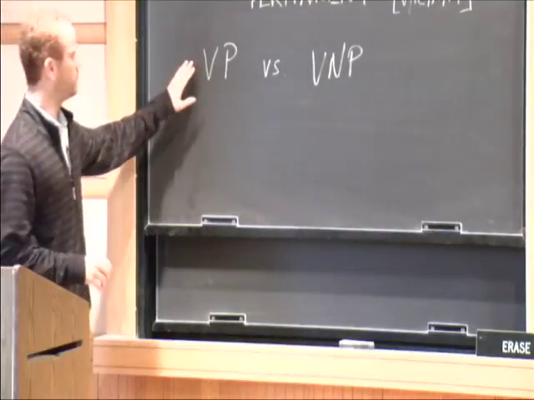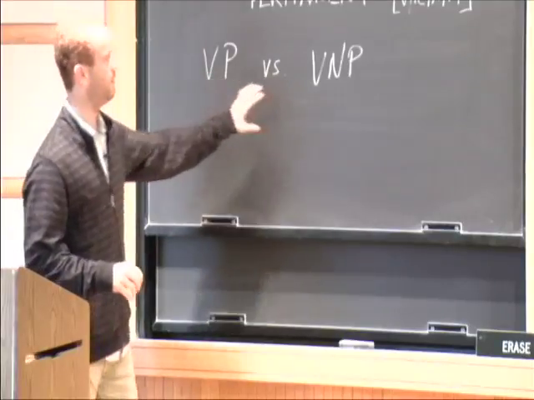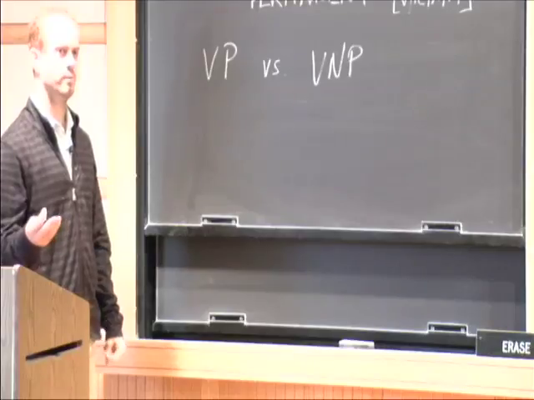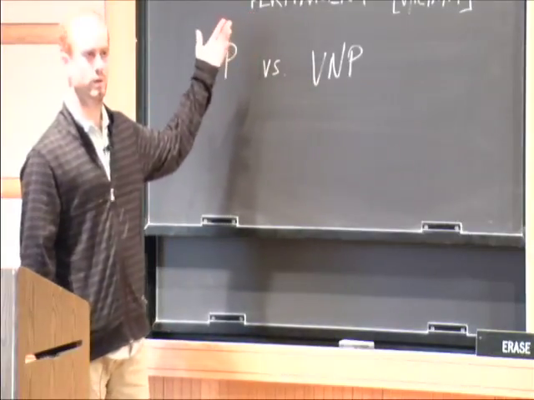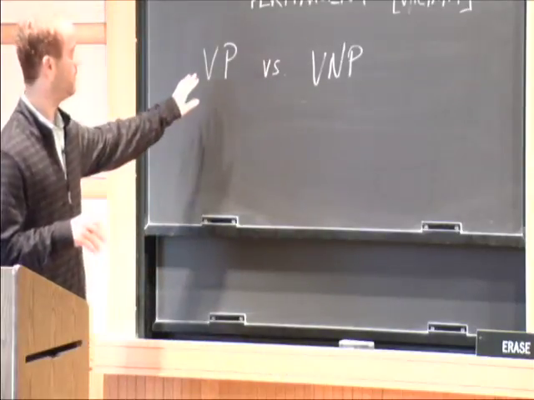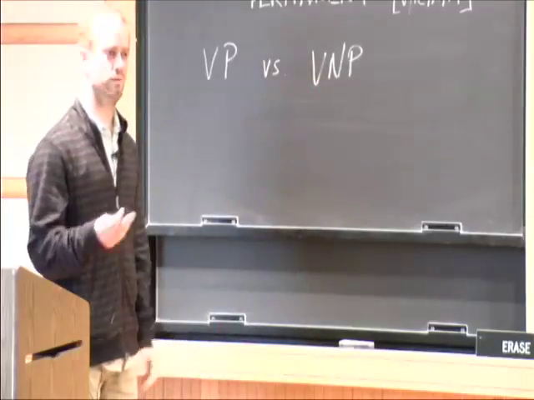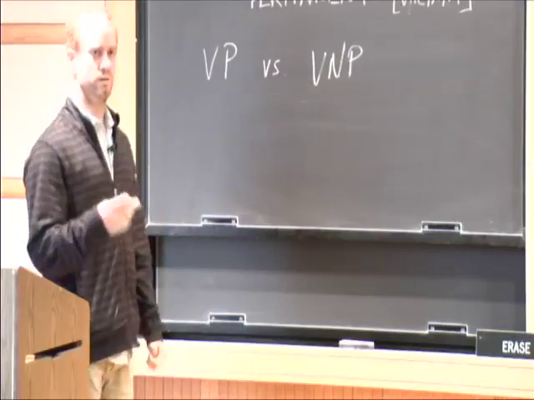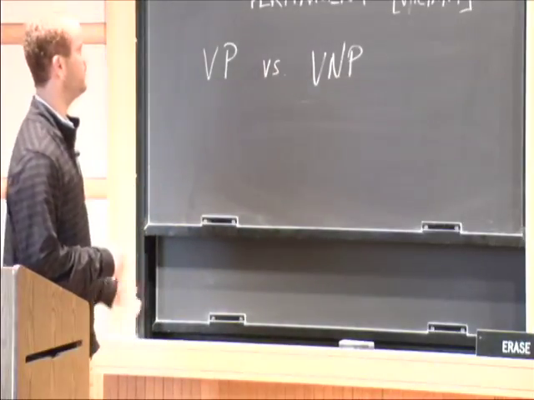So when he defined these two classes, VP and VNP, he also gave a complete problem for VNP, and this problem is the permanent. And I will start by defining these two notions formally. And then we'll start to discuss the proof of this statement, the completeness of the permanent.